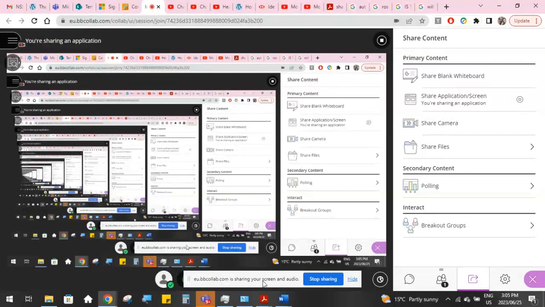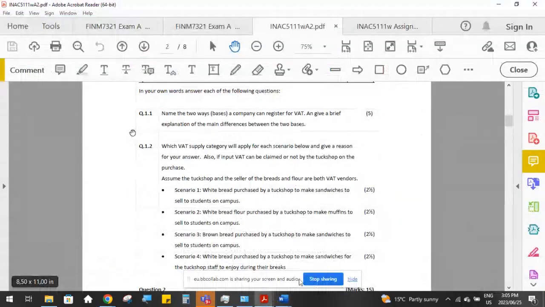Okay, so I'm going to share my screen and then go to the question paper now so that we can see. Okay, so this is INAC, your second assignment, feedback on the answers that you should have got for your paper. All right, so the first one, 1.1: name the two bases on which a company can register for VAT, and give a brief explanation of the main differences between the two bases.